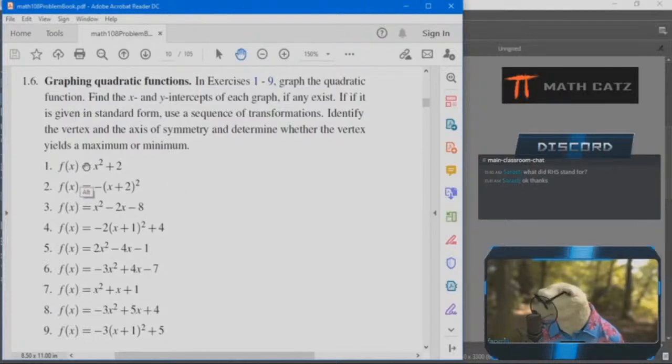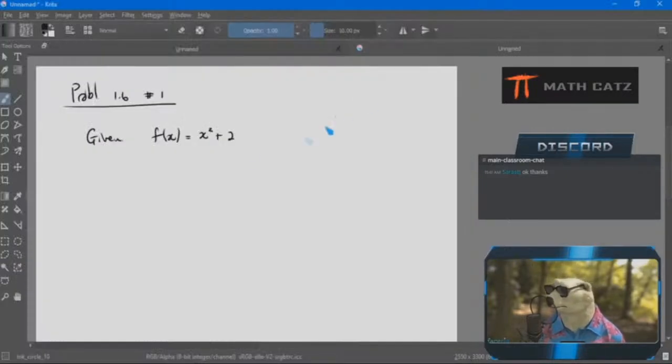1.6, number 1. Graph the quadratic function. Find the x and y intercepts of each graph, if any exist. It's given in what we'll talk about as the forms in a second, and I have a transformation from my basic function, which is how I figure it out. I'm going to talk about the next bit in a second.